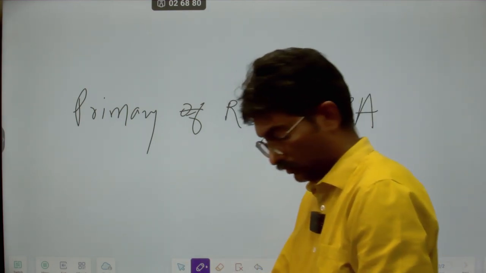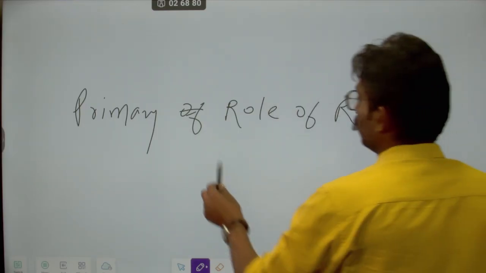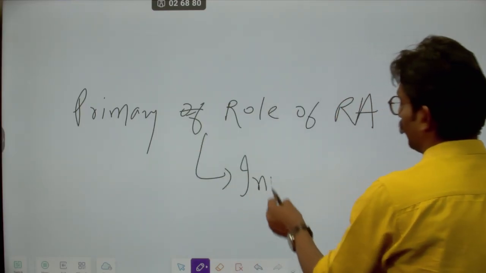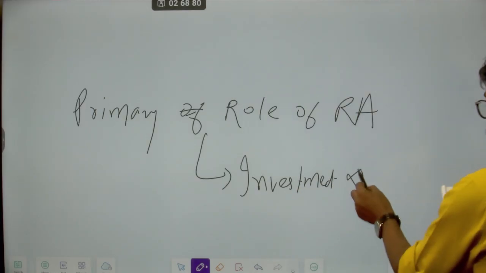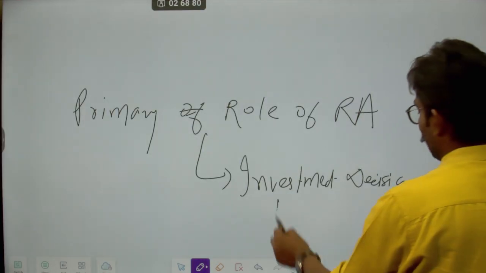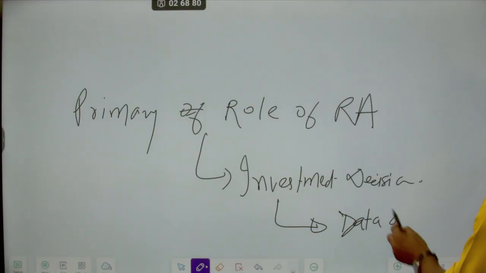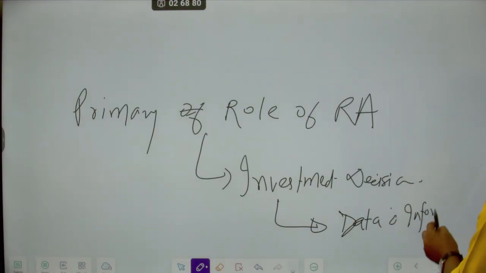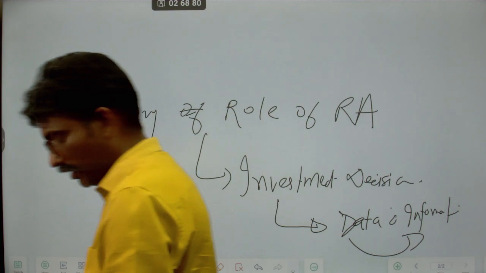So one is to help in investment decision. The primary role is investment decision, ठीक है. And investment decision में data and information is an important aspect. So he needs to collect data and process. So when does data become information? When you process it, है ना.